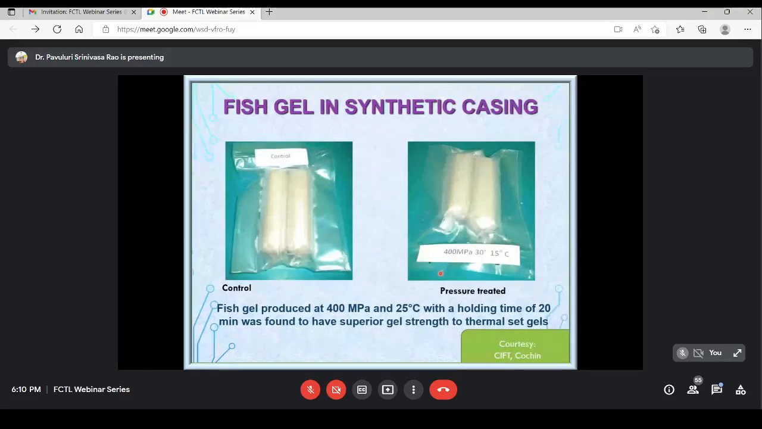So this is one example of gelation, where in a synthetic casing the gels can be prepared. The left side is a control, which is a thermal induced gel, but the right side one is a high pressure induced gel. The major difference between these two gels is that the soft gel has a higher elasticity, and the other has a higher hardness. So this way soft gels can be created having similar characteristics to thermal induced gels, but the quality will be much superior.